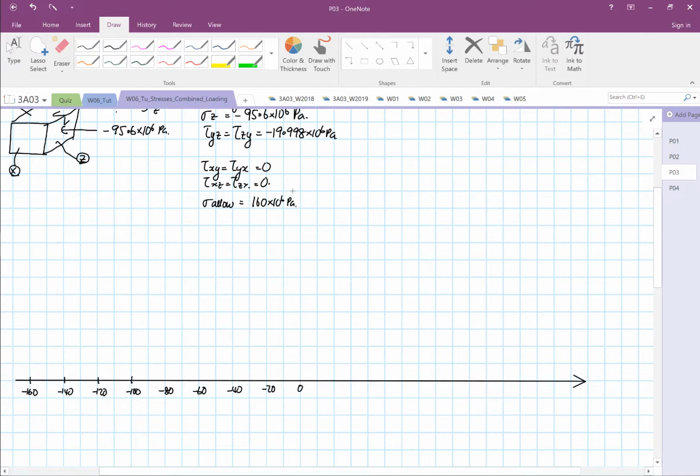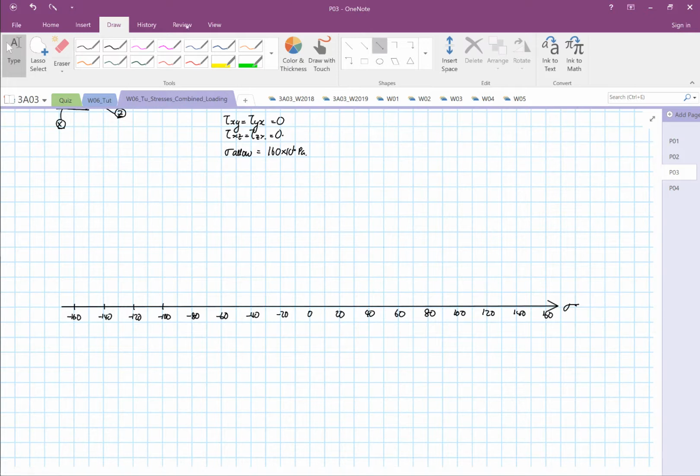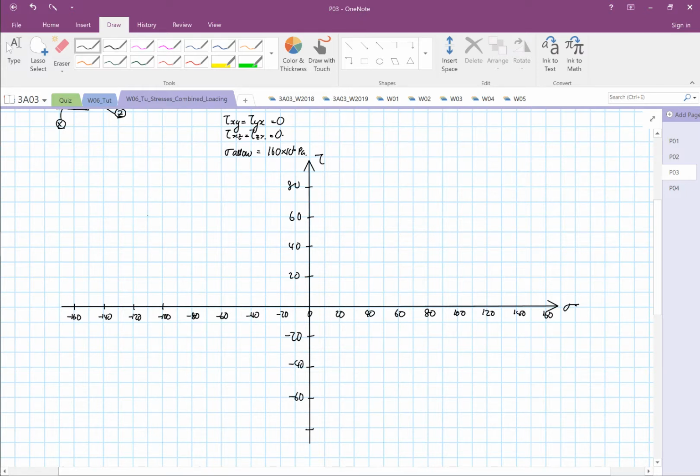Okay, I'd like to elaborate on something. And 20, 40, 60, 80, 100, 120, 140, 160, normal stress. And then we have shear. So this is our shear stress. So 20, 40, 60, 80, minus 20, minus 40, minus 60, minus 80.